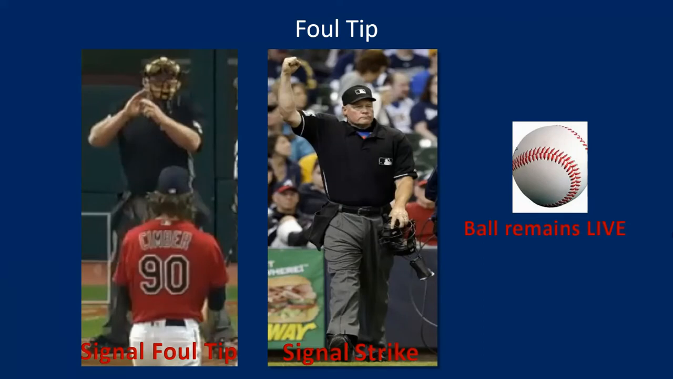We're going to signal a foul tip. We're going to signal the strike, and the ball remains live. So that's the foul tip. The new part is that you no longer have to have the ball first hit the catcher's hand or glove. It can hit the catcher's chest protector, mask, and then go into the glove, as long as it goes sharply and directly back first.